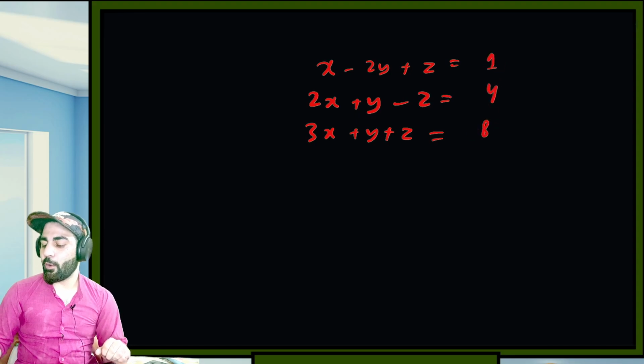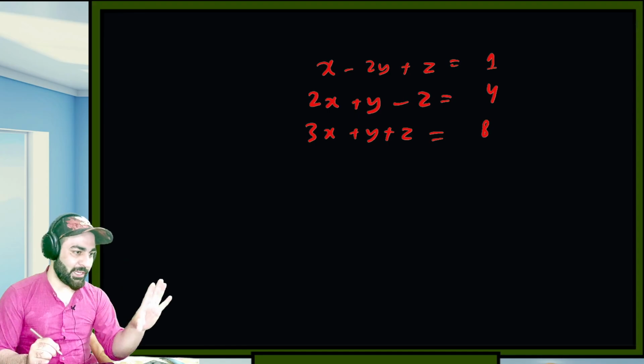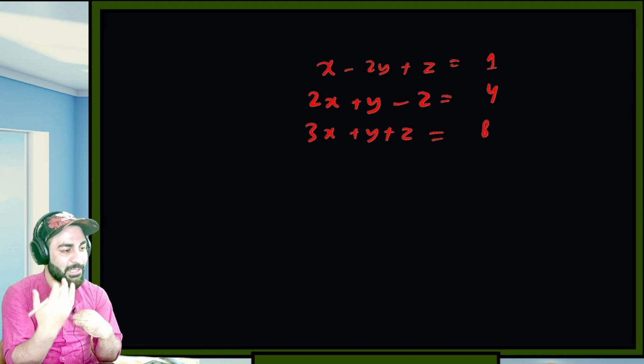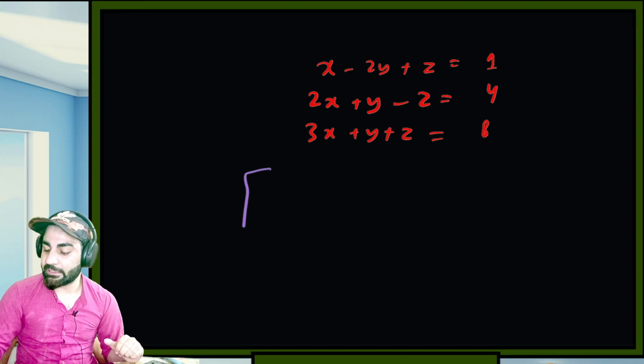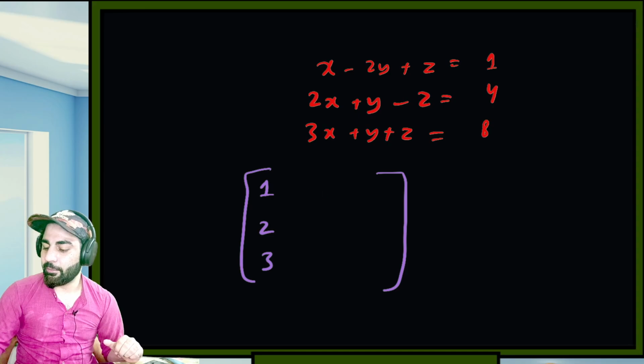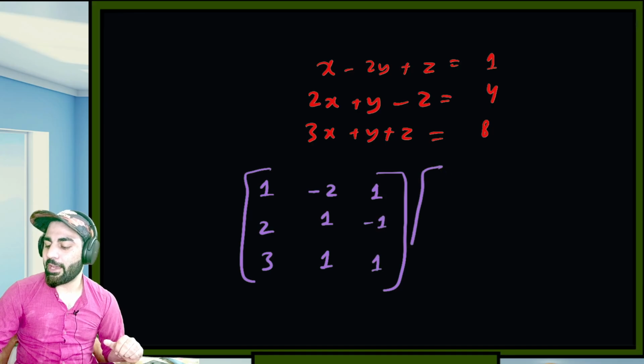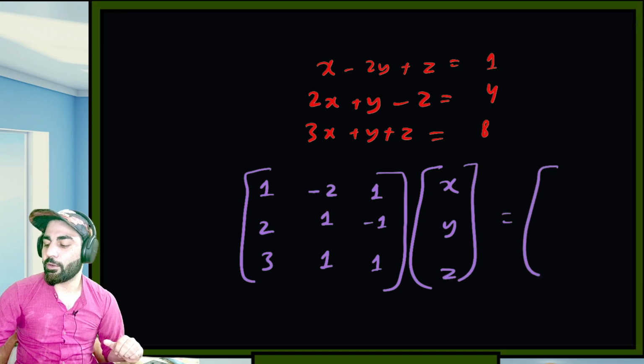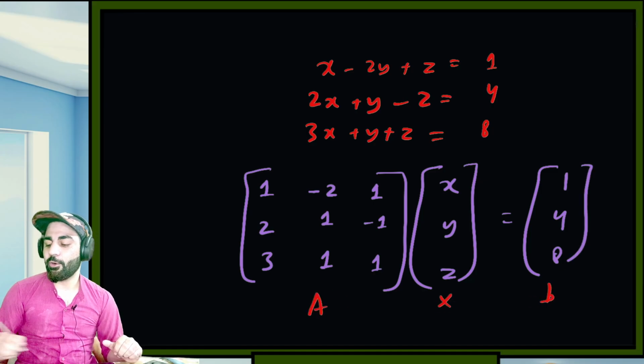Now how to write the column picture? We saw the column picture in 2D, but now we'll see it in 3D. I'll make a matrix: 1, 2, 3, then minus 2, 1 and 1, and 1, minus 1 and 1. Then we have x, y and z, and then 1, 4 and 8. I can call this A, this x, and this b. These are my columns.